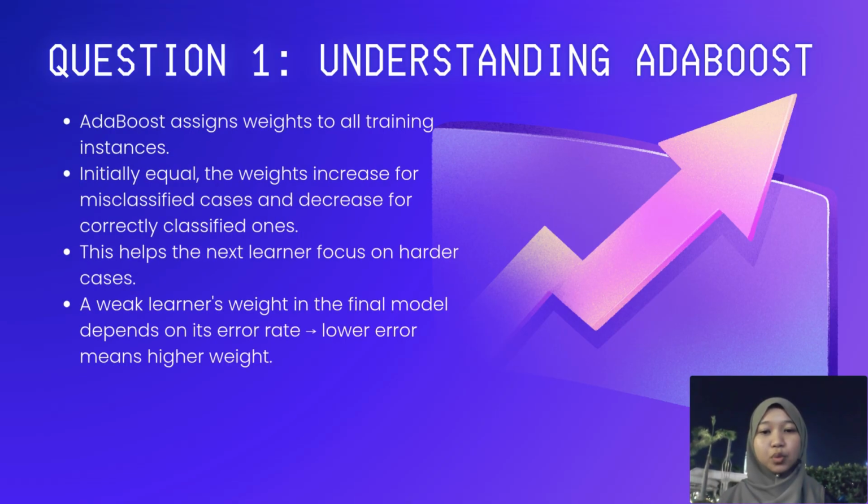AdaBoost assigns weights to all training instances. Initially equal, the weights increase for misclassified cases and decrease for correctly classified ones. This helps the next learner focus on harder cases. A weak learner's weight in the final model depends on its error rate. Lower error means higher weight.